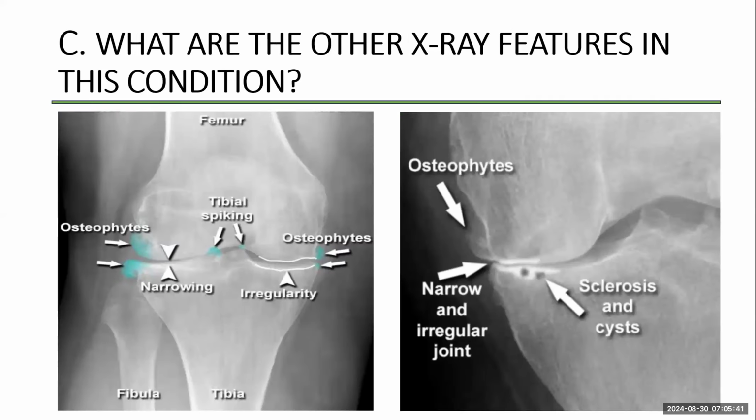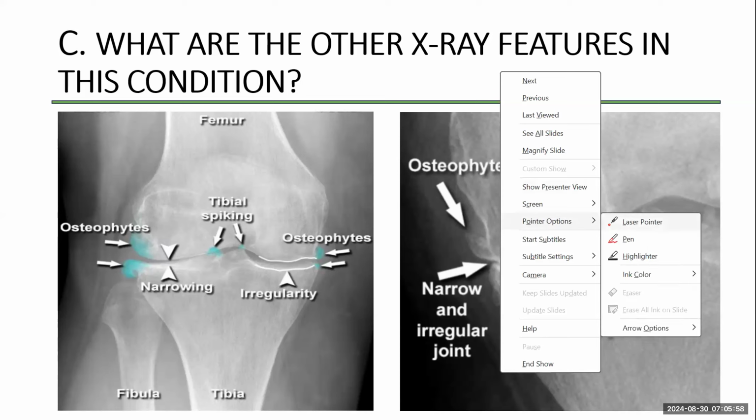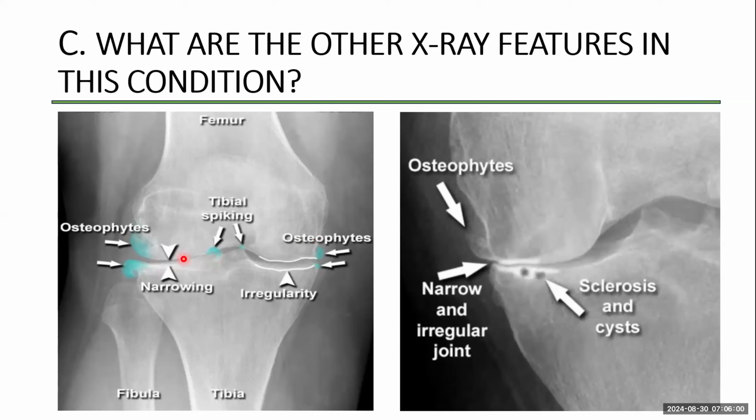So what are the X-ray features that we'll see? We know the typical loss of joint space. As we can see, when there is loss of joint space, there is narrowing. Then if we look towards this place, these are osteophytes forming around.